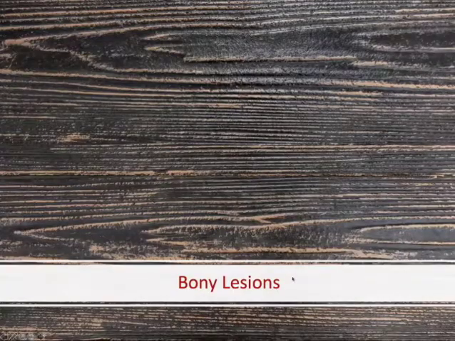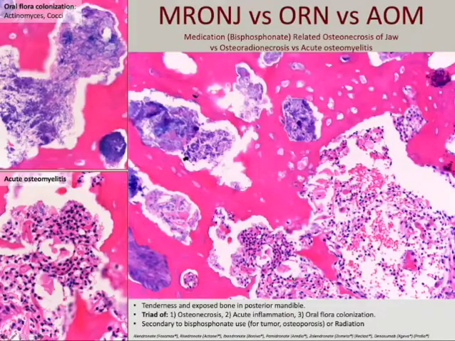Okay, moving on to our bony lesions of the jaws. So I put medication-related osteonecrosis, osteoradionecrosis from radiation therapy, and true acute osteomyelitis together because the histologic triad is exactly the same. Bone with no osteocytes in the lacunae, right, so osteonecrosis. Oral flora tucked in between the bones, so usually some cocci bacteria, some filamentous actinomyces, and then neutrophils.